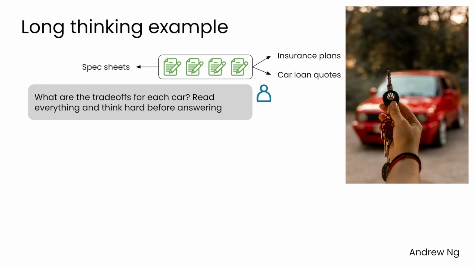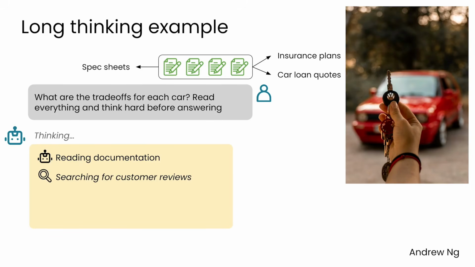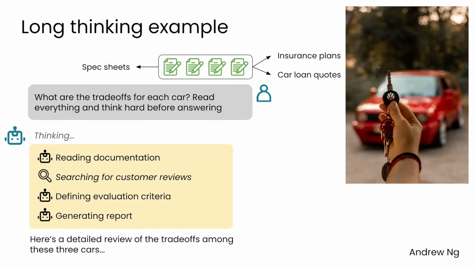The AI model may then think for quite a long time to read the documentation, maybe do some online search, then maybe think through what are the evaluation criteria that will be right for you, and then generate reports on the pros and cons of different cars. And just as doing research on what car to buy could involve gathering a lot of information and thinking at some length about the pros and cons, AI can help you with that.